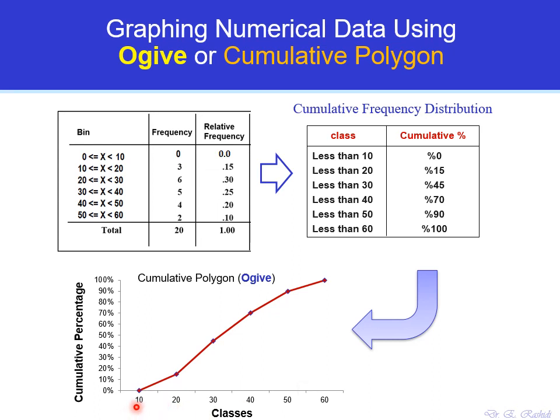So as you see here, the first class is less than 10 here, with 0%. The next class is less than 20. The cumulative percentage is 0.15. The next class is less than 30 with a cumulative percentage of 0.45. So 30, 45%. And we connect all of these dots together and we build 100% of our data. So this is a cumulative polygon or an ogive.